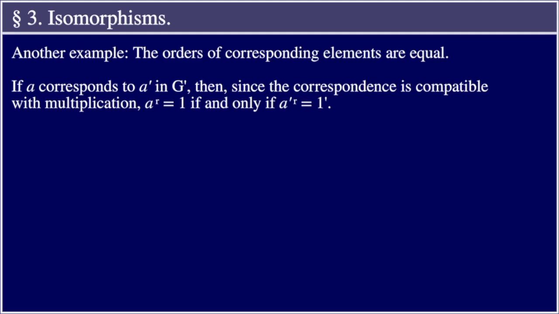Another example: the orders of corresponding elements are equal. If a corresponds to a' in G', then since the correspondence is compatible with multiplication, a to the r power equals 1 if and only if a' to the r power equals 1 prime.